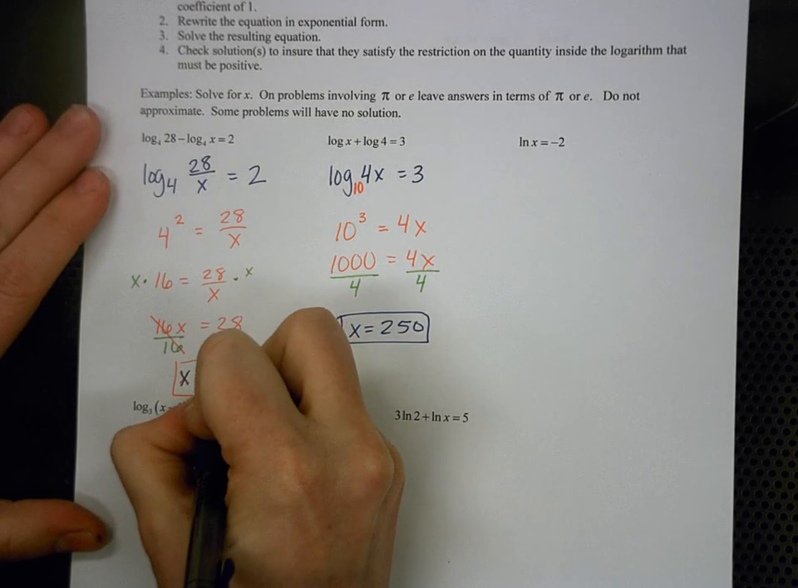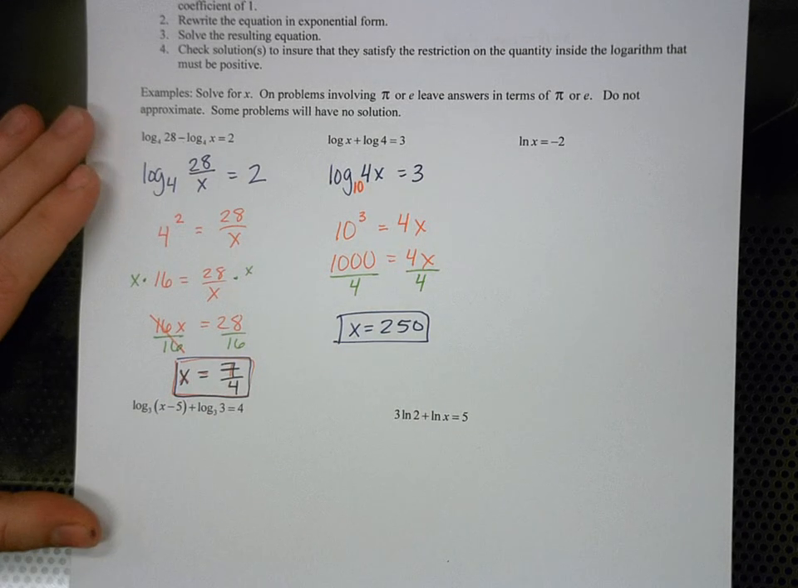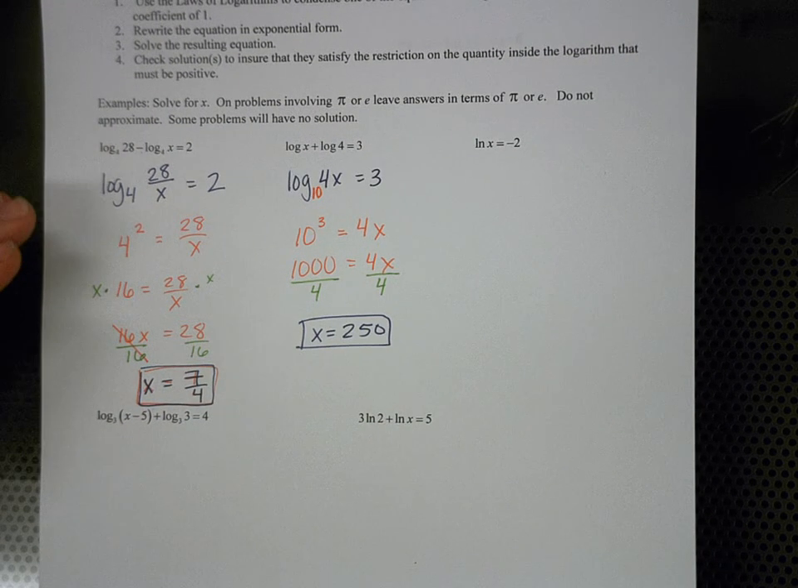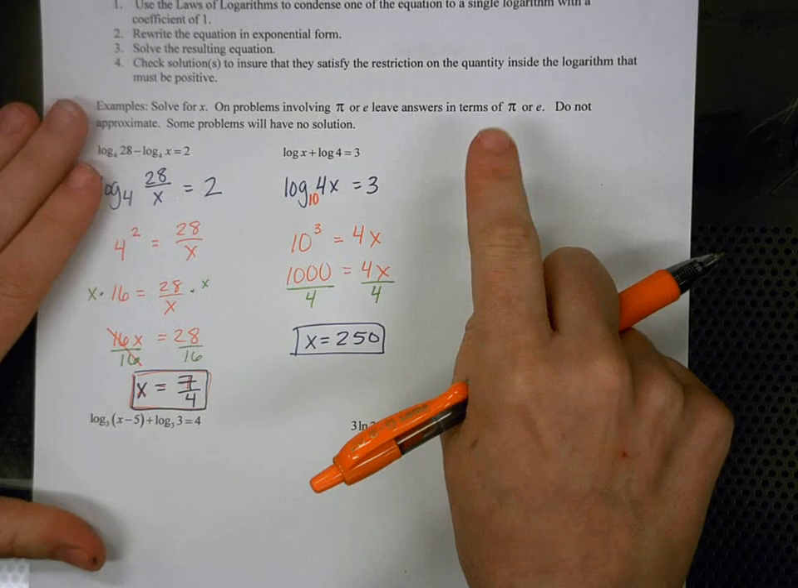All right, moving to the right. We have nothing to condense. This is as condensed as it gets. So we change to exponential form.